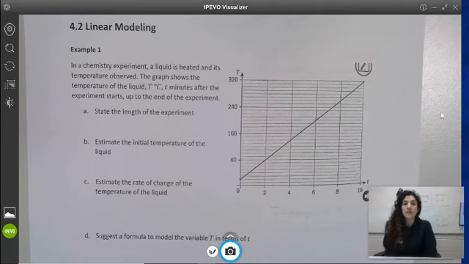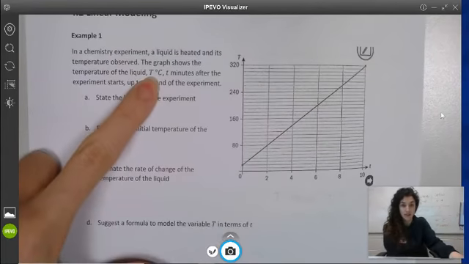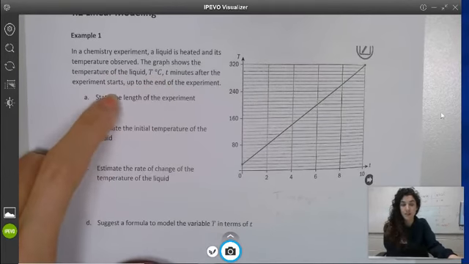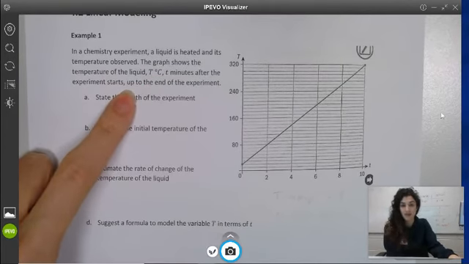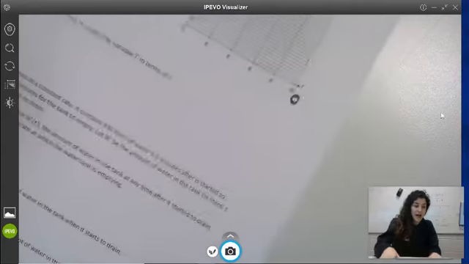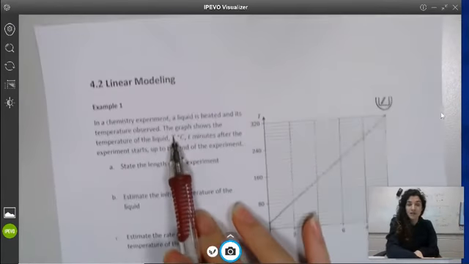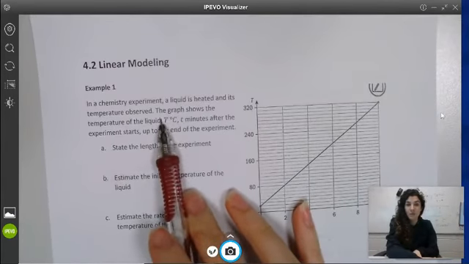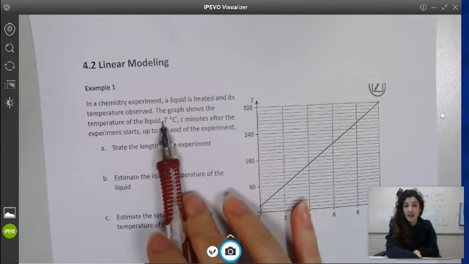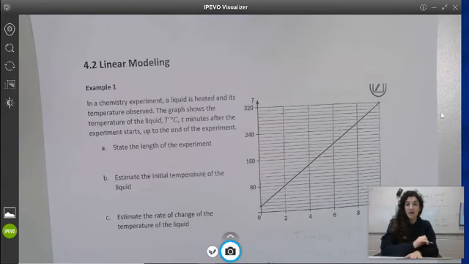In a chemistry experiment, a liquid is heated and its temperature is observed. The graph shows the temperature of the liquid, which is uppercase T in degrees Celsius, for lowercase t minutes after the experiment starts, up to the end of the experiment. There are two variables here, uppercase T and lowercase t. That happens quite a bit where you'll see that we have an uppercase as one variable and a lowercase as a different one. This is your X and then your Y.